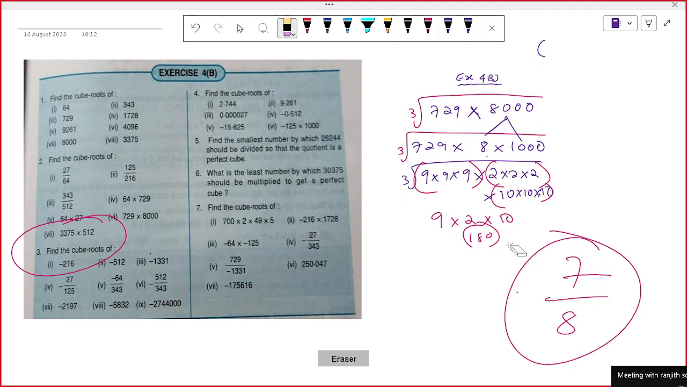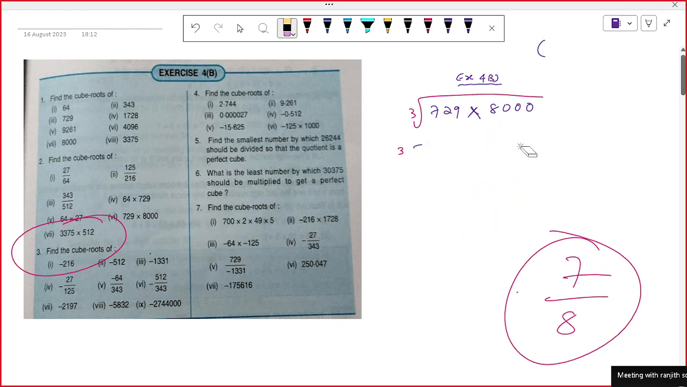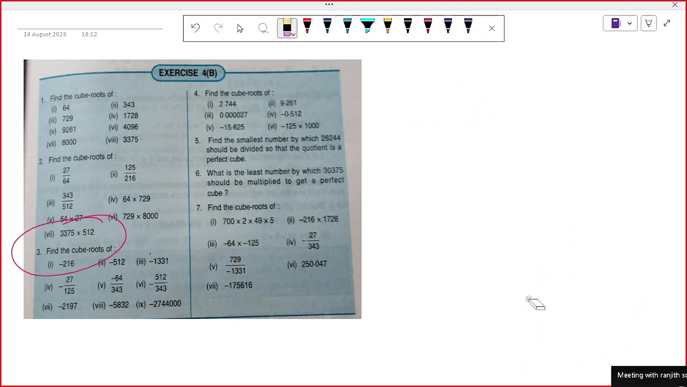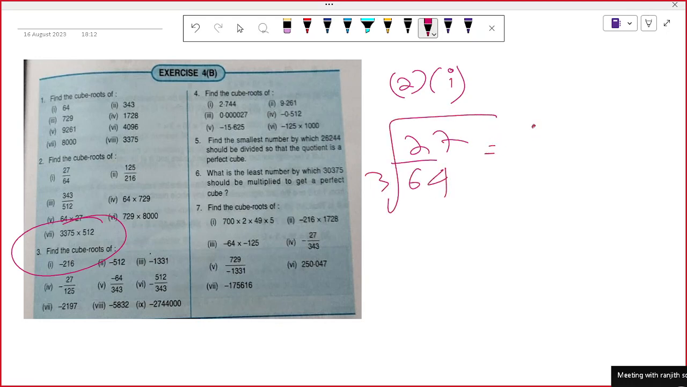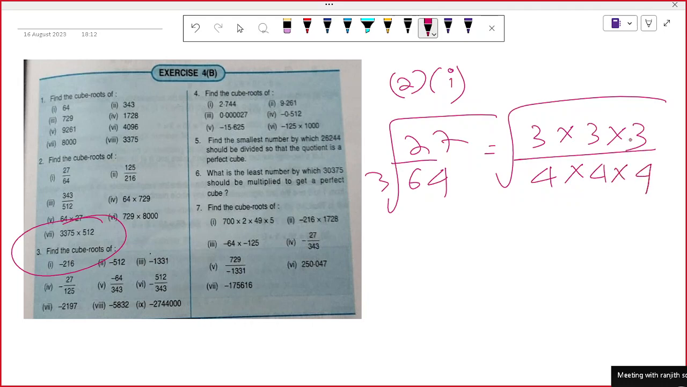7 by 8. What about the first one? Give me the direct answer for the first one. So 27, so 3 by 4, sir. 27 by 64. If you factorize this, 27 is 3 into 3 into 3, divided by 4 into 4 into 4. 3 by 4, sir. So when you group this, you take out 3 by 4.